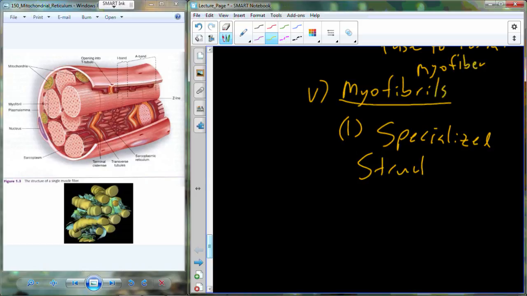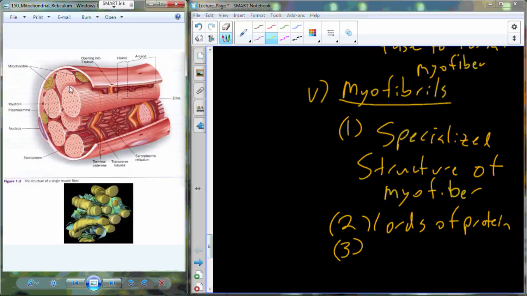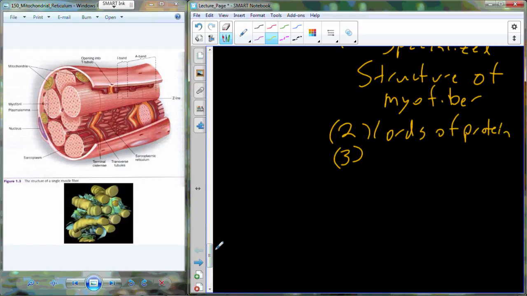So these myofibrils are going to be specialized structures of the myofiber. They are cords of protein. And if we were to go and measure the diameter of each of these myofibrils, they're going to be about 1 micrometer in diameter. Okay?